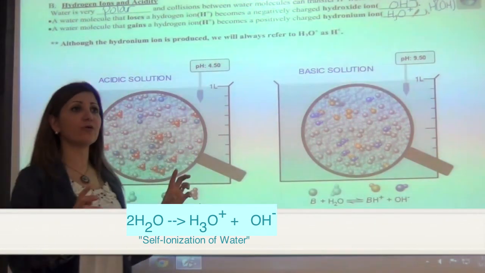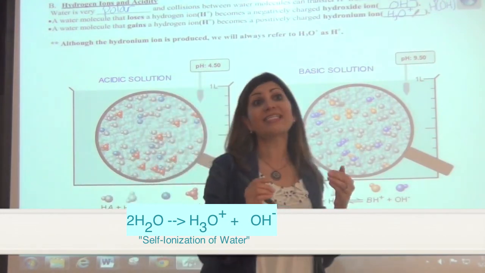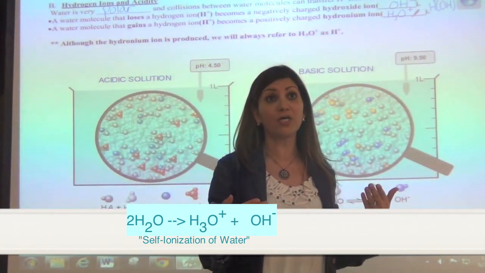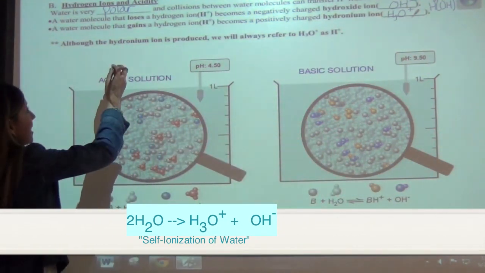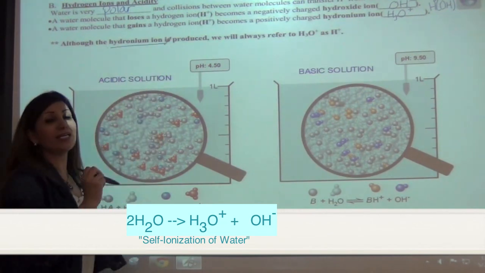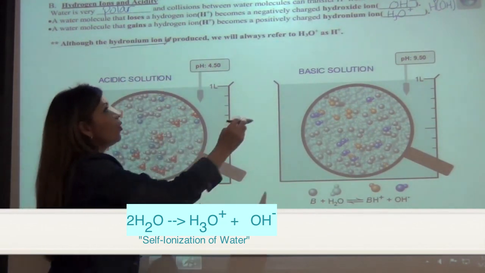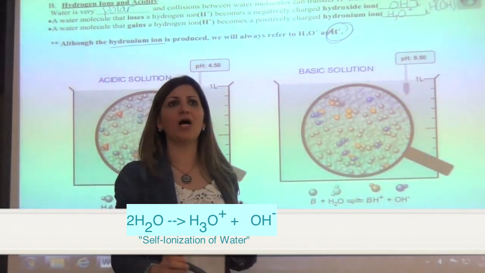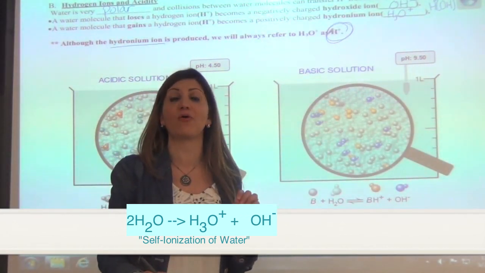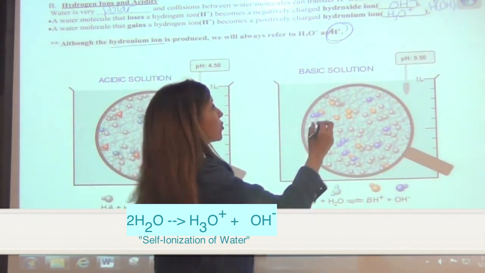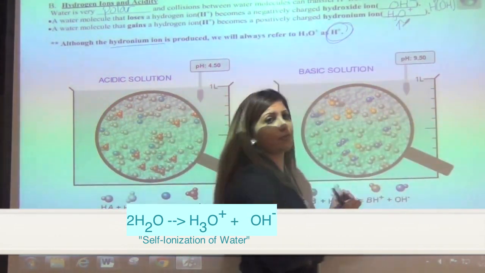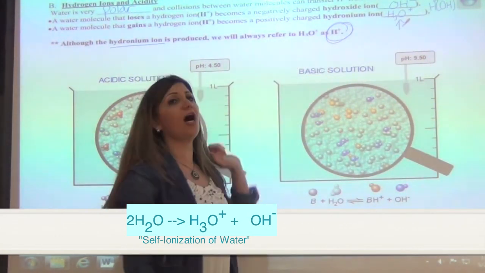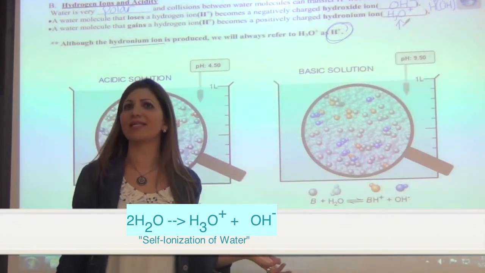Now, there's a huge disclaimer that's in the books. What it says is, even though hydronium ion is really what's being produced, we're just going to call it H plus, okay? So instead of calling it hydronium, everybody say hydronium. Hydronium is this H3O plus right here. We're just going to call it H plus just to make it a lot easier.